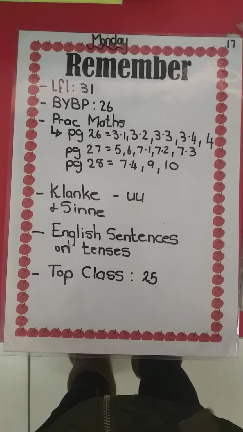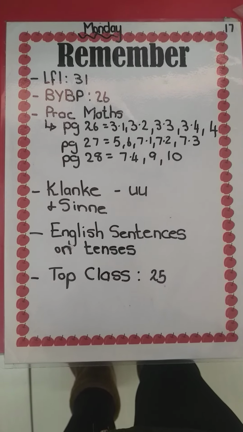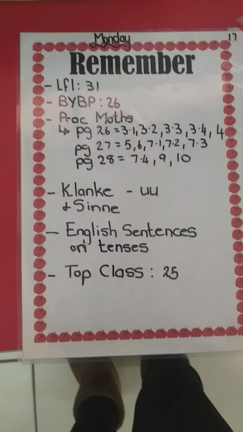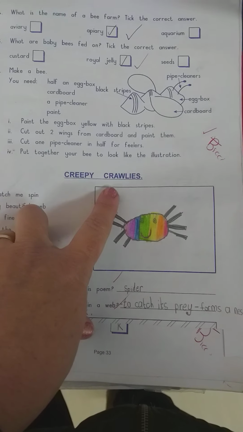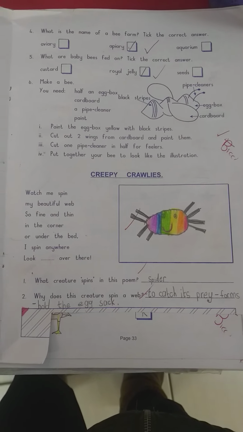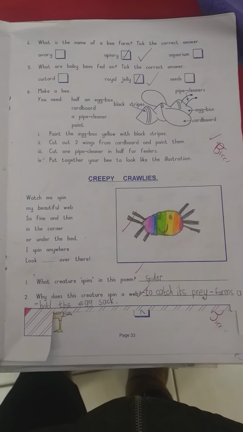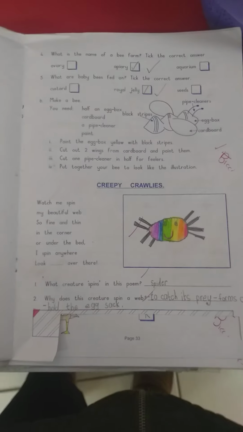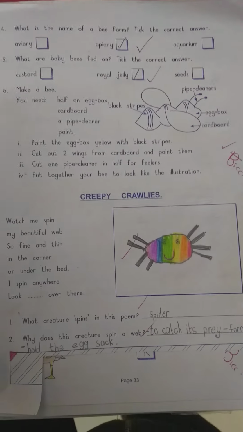Let's have a look at what we're doing today. We're going to start off with a page in Language for Life, page 31. The part that we're doing starts here in the middle of the page, where it says creepy crawlies. Remember, we're doing insects, and on Friday we learned what is an insect. Not all creepy crawlies are insects, but we do kind of include them in our theme.